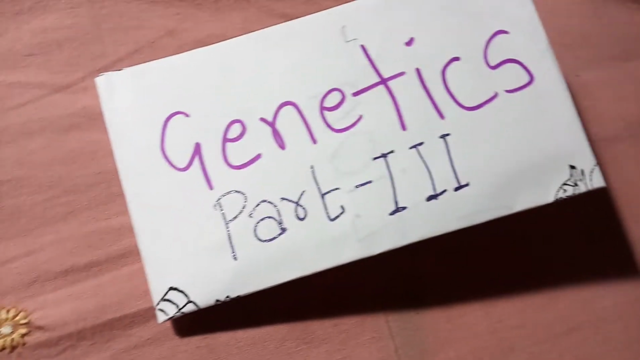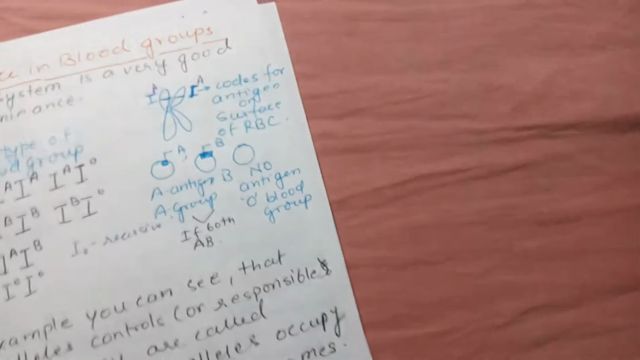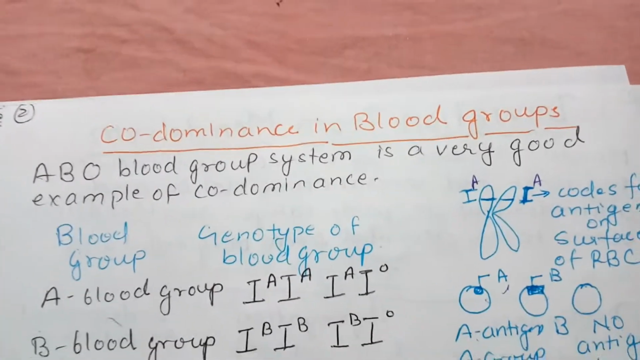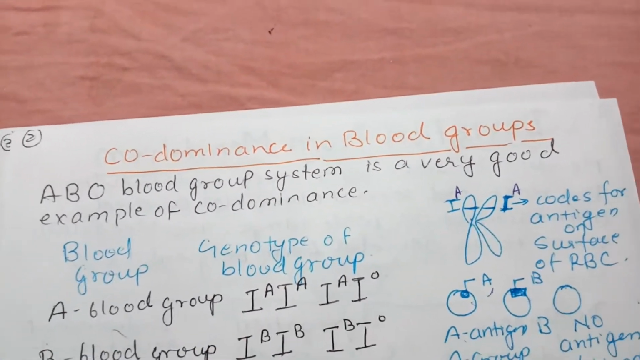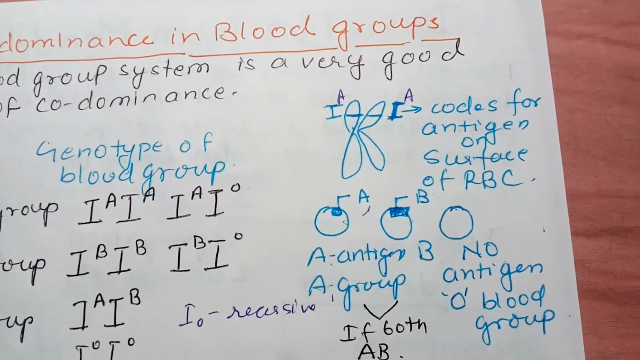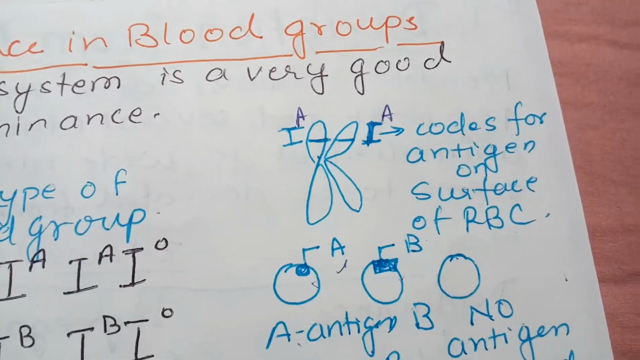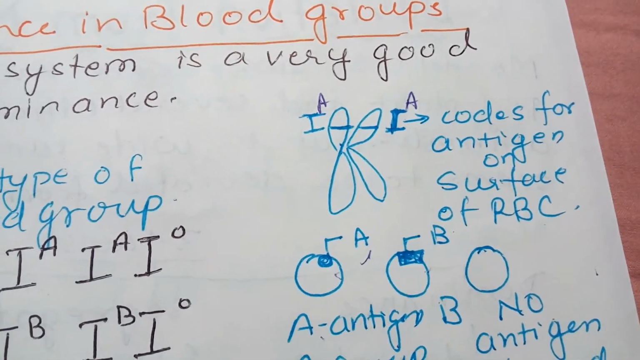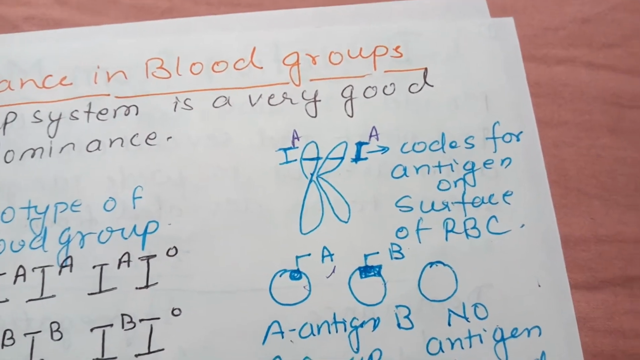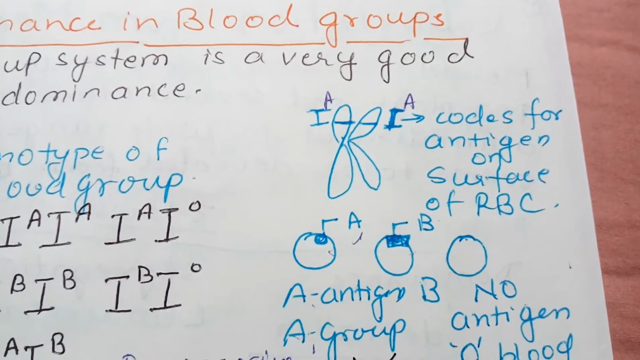Now there is another example to study codominance, which is the blood group. You know the ABO blood group system in humans, and let's briefly discuss. Let's assume that there are genes present on the chromosome, and these genes are expressing certain proteins which are called antigens, which are expressed on the surface of RBC.